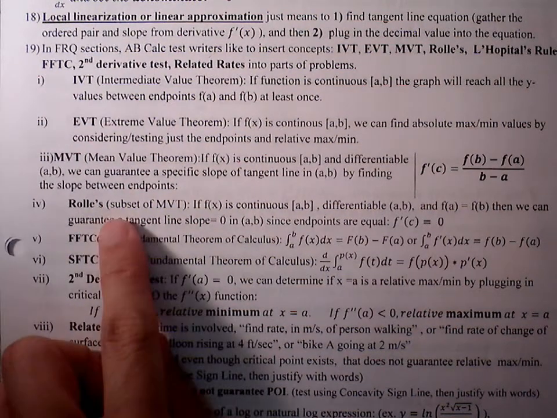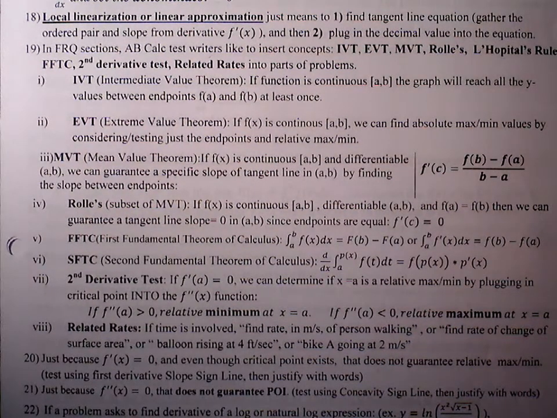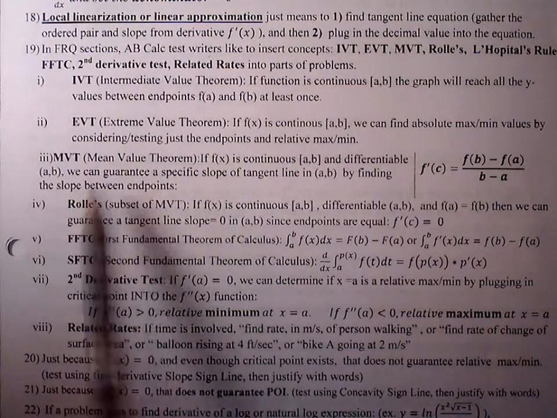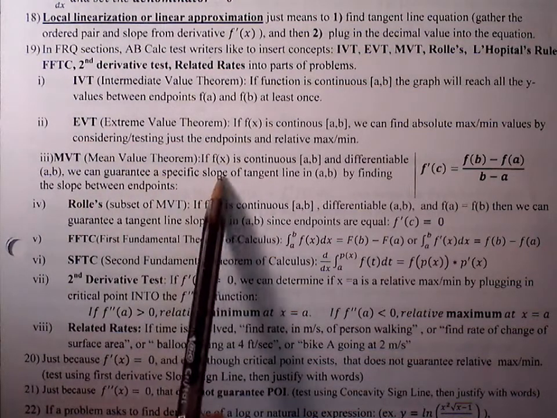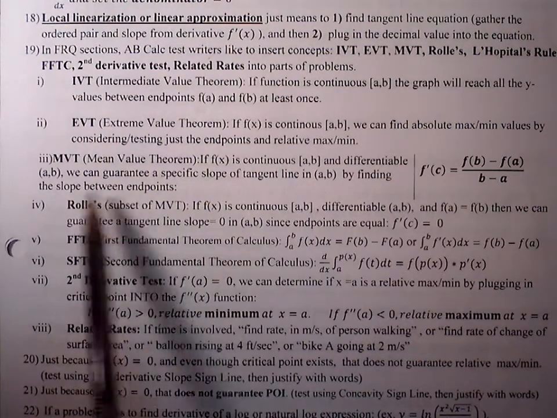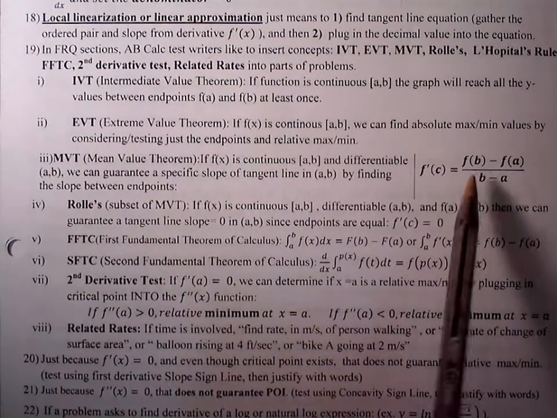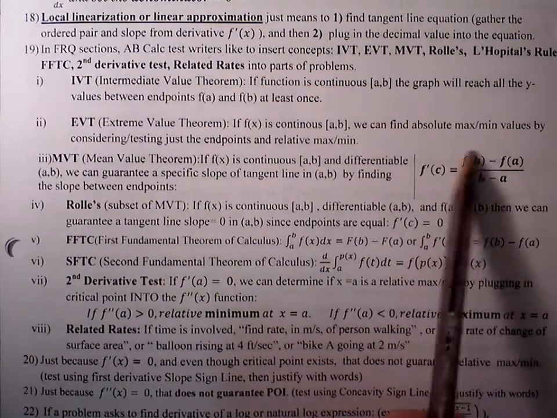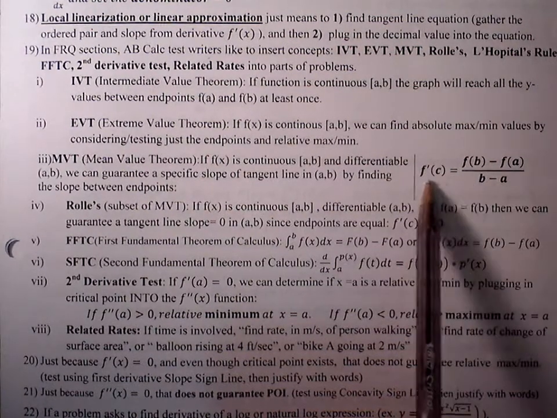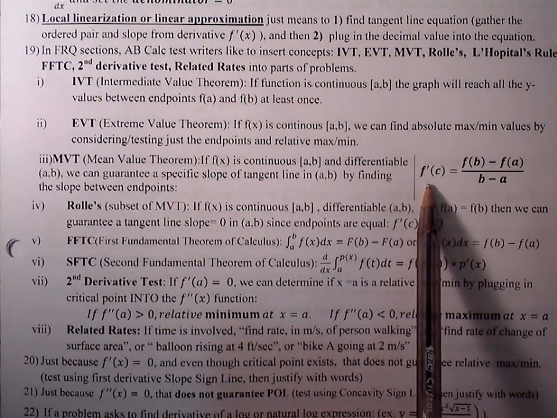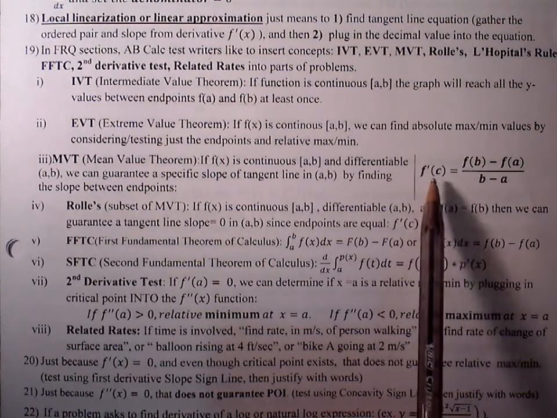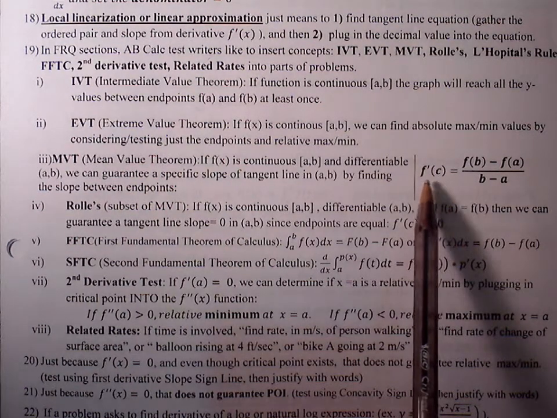So mean value theorem says if a function is continuous and differentiable, meaning it's a smooth curve, then we can guarantee a specific slope of the tangent line by finding the slope between the endpoints. So here's the formula. f(b) minus f(a) over b minus a will give us the slope between the endpoints. f prime of c will give us the slope. Means that we can locate that particular slope of the tangent line on the curve.